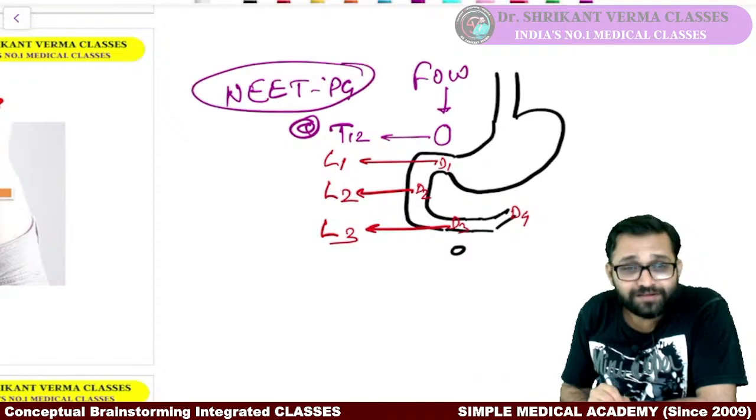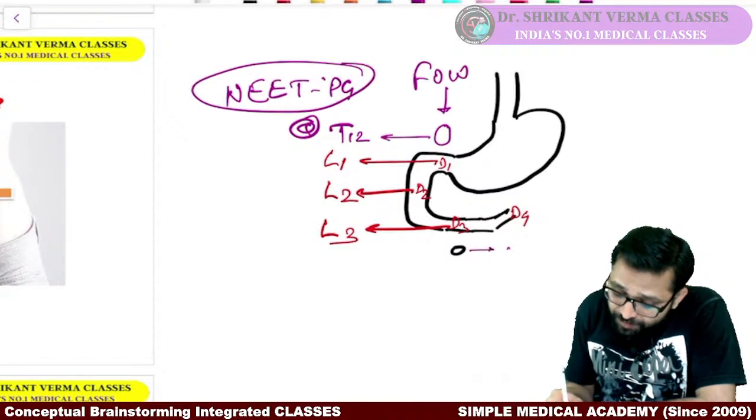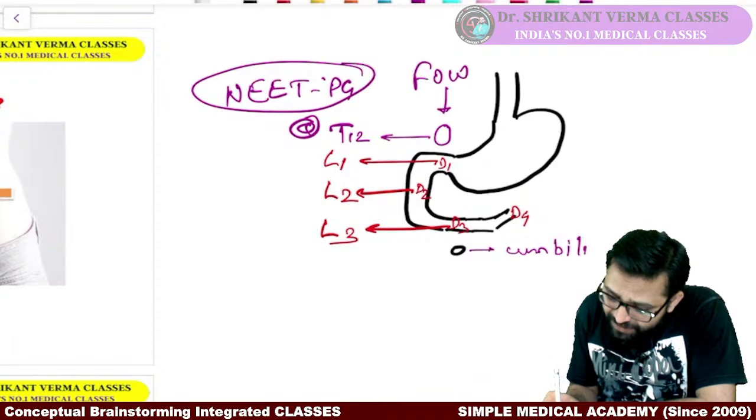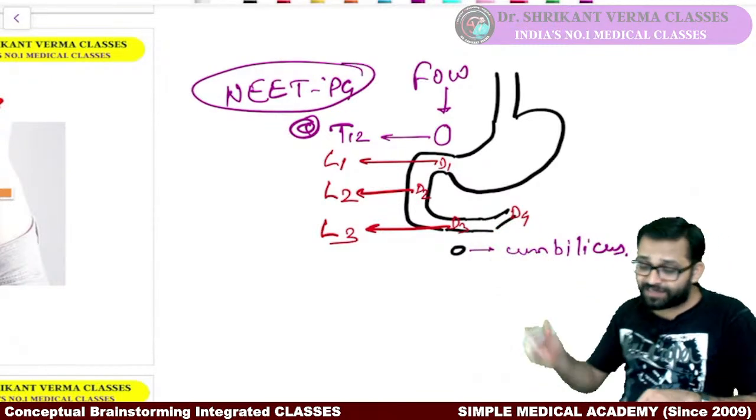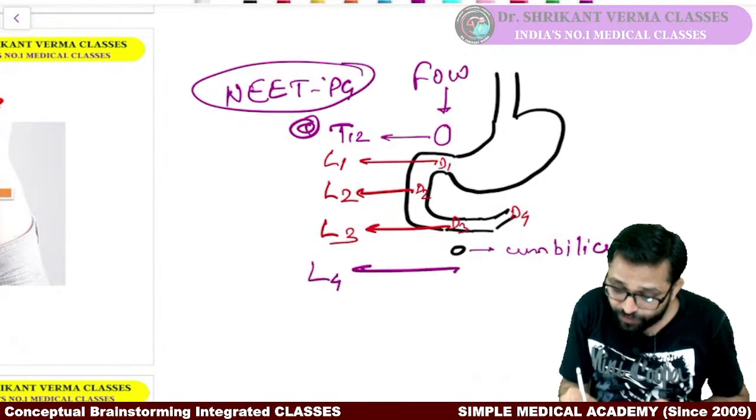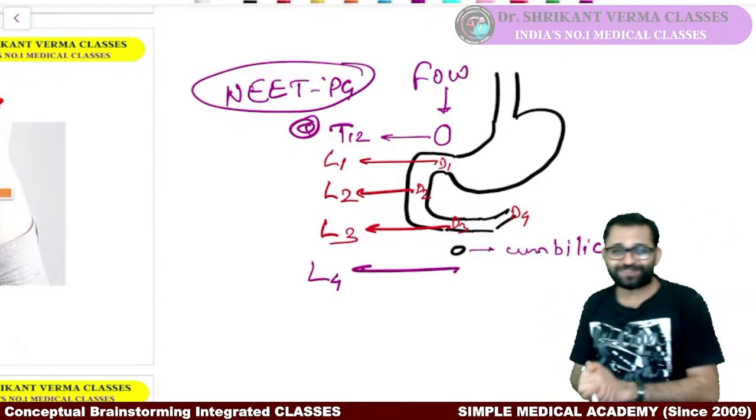Okay, now this time the question asked about the umbilicus. So can you tell me where the umbilicus is situated? Definitely it is situated below L3 but above L4. So you can use your common sense.